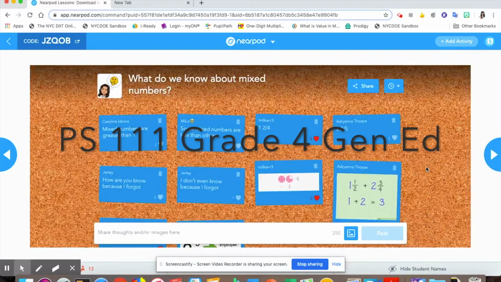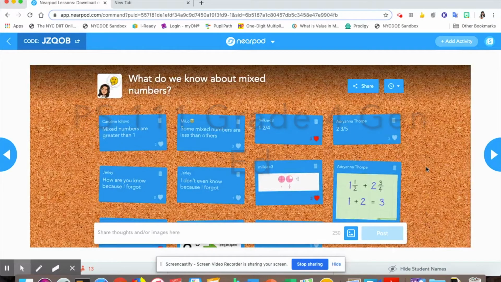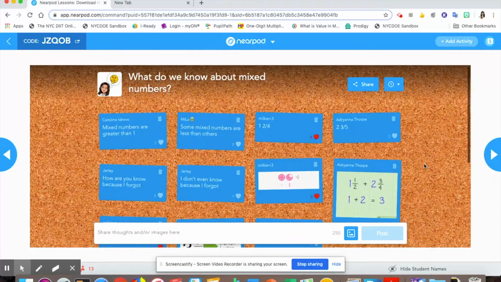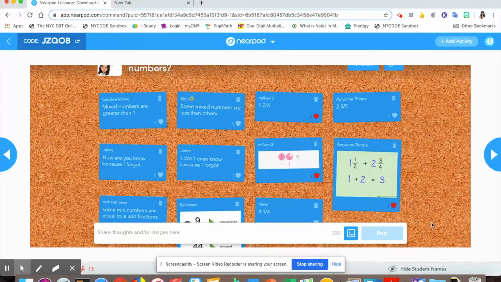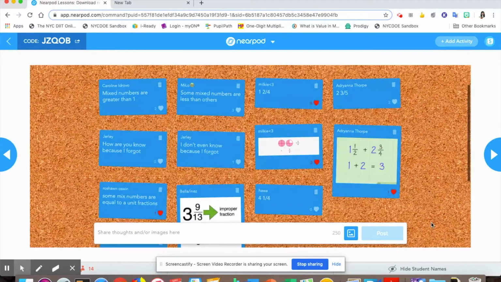The question for today is, what do you guys know about mixed numbers? We've been working with mixed numbers now for about 3 weeks. So what's something you can share about mixed numbers? Some of your classmates shared mixed numbers themselves. They said 1 and 2/4, 2 and 3/5. Those are examples of mixed numbers. Others of us are sharing examples of equations using mixed numbers, which is good. So what do you guys know?